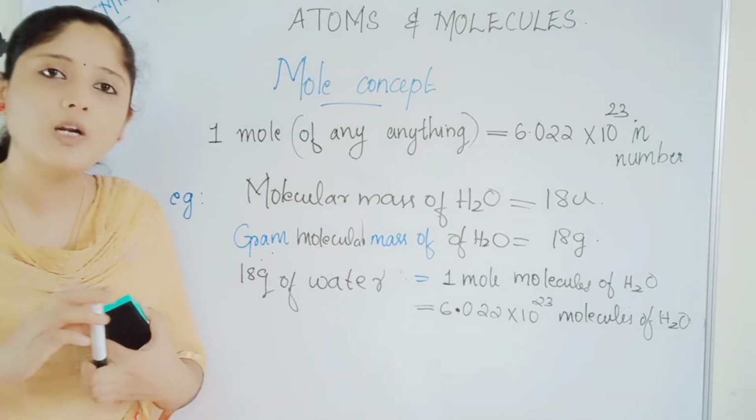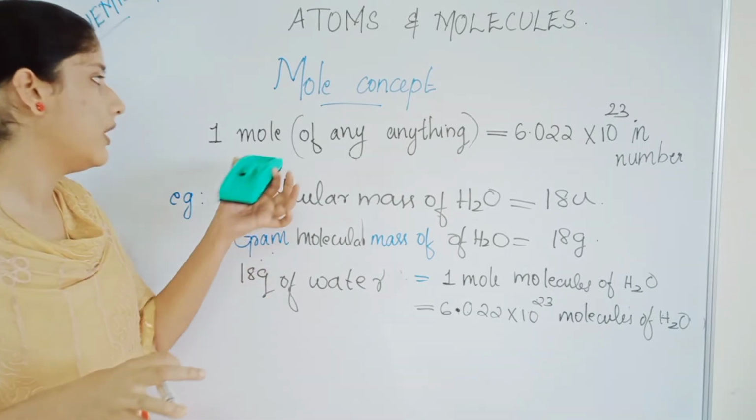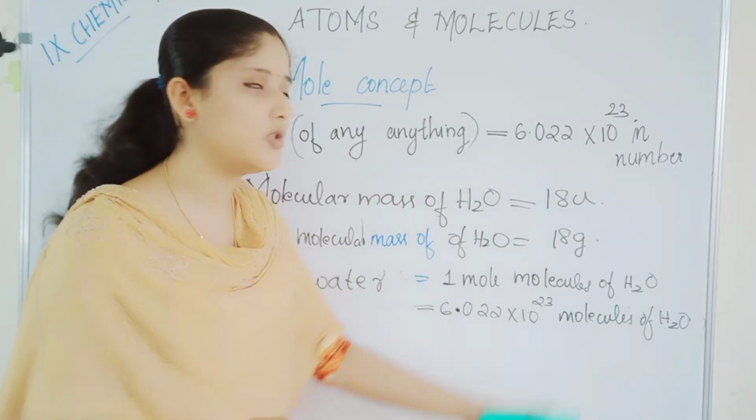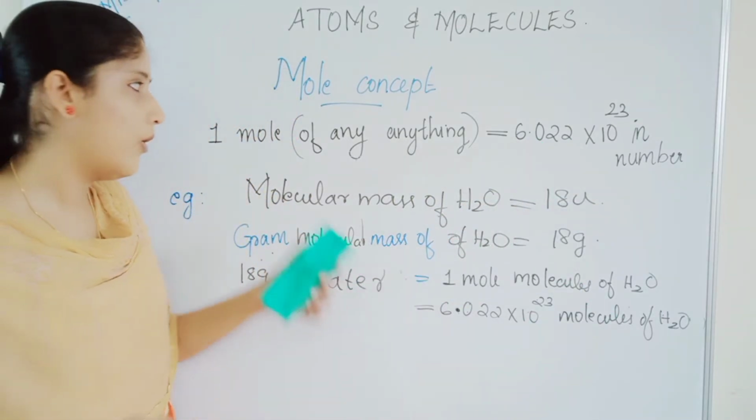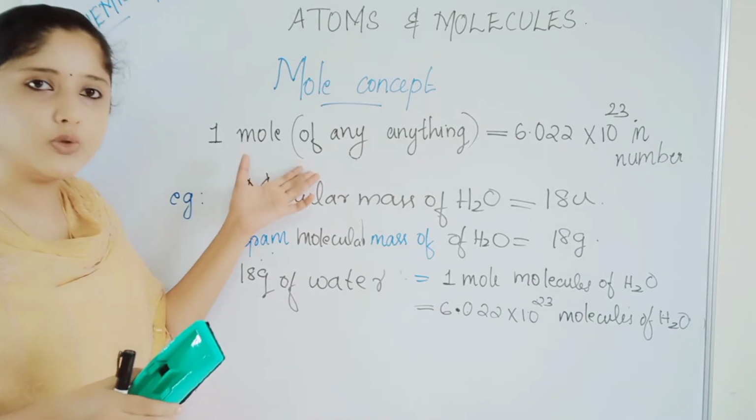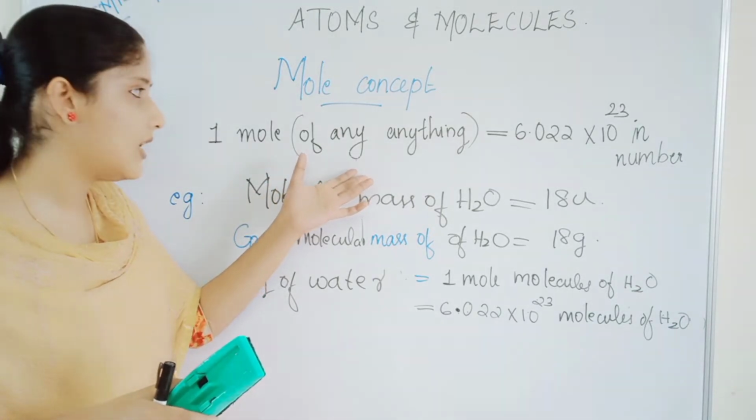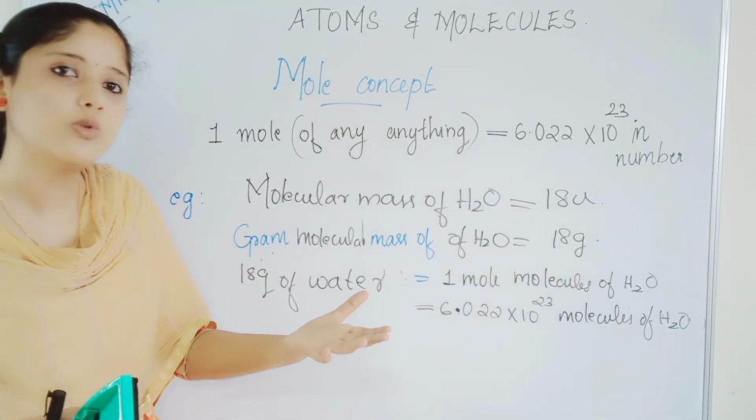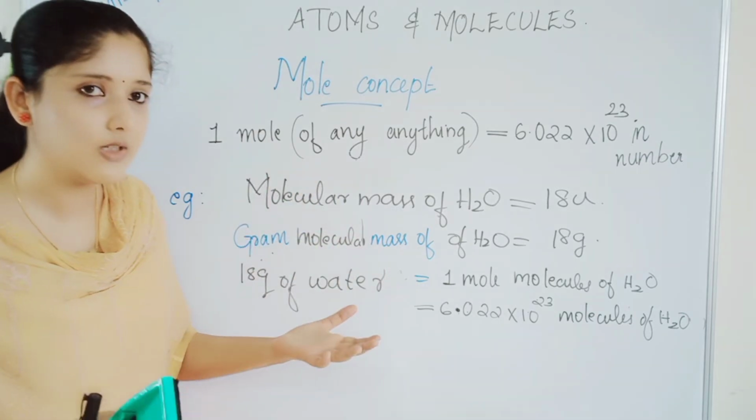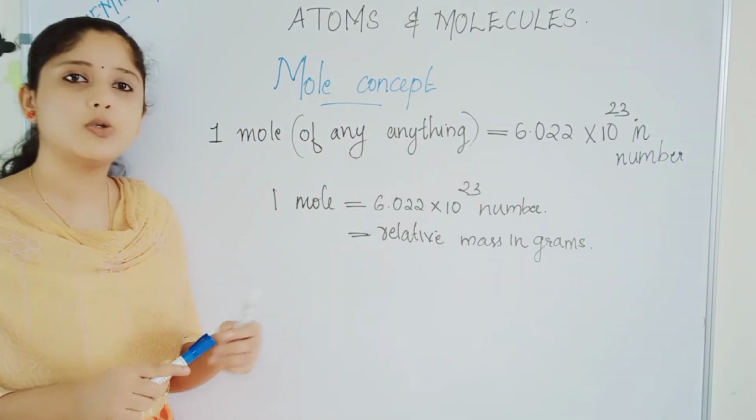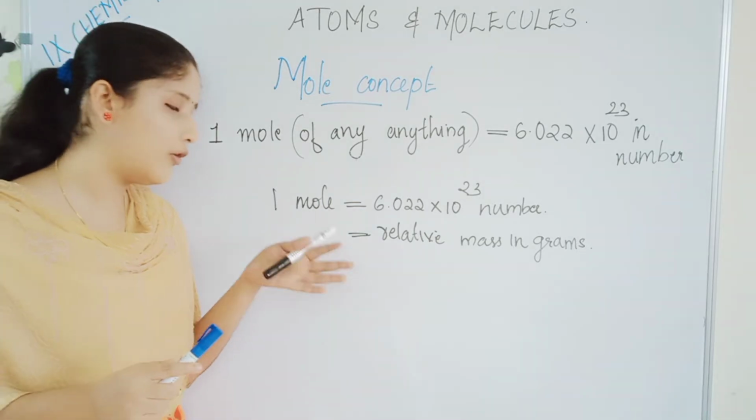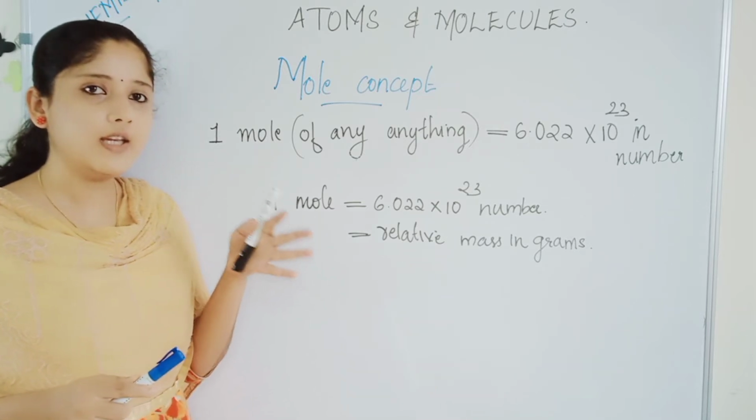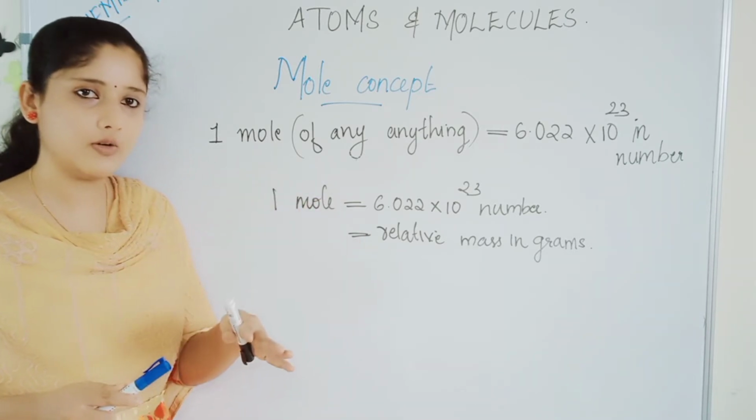That means 1 mole molecules of water is 6.022 into 10 raised to 23 molecules of water. Or 1 mole H2 is equal to how much? That is equal to 6.022 into 10 raised to 23 H2 molecules or hydrogen atoms. Clear? So students, we can say that 1 mole of anything is equal to 6.022 into 10 raised to 23 of that particle in number.